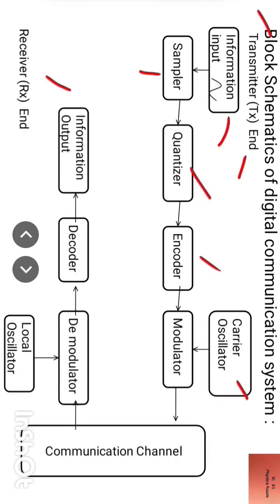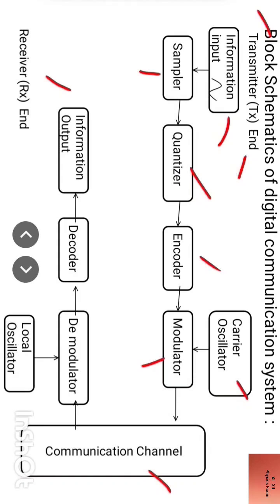The carrier oscillator generates a carrier wave which is given to modulator, and in modulator encoded signals are superimposed over carrier wave, and then through keying these are sent to communication channel.